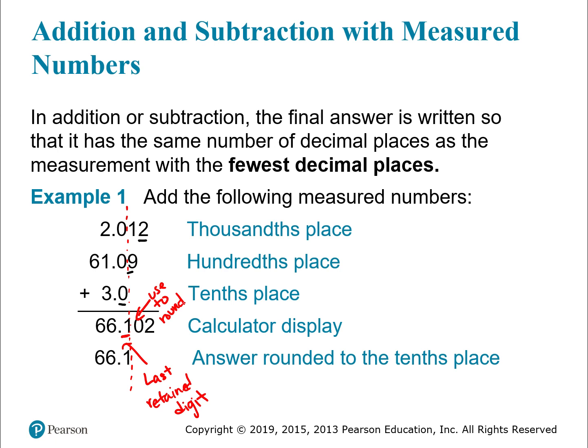You put all these numbers in your calculator, you write out your calculator answer, and that way that line will help you see where you need to round, and then you round appropriately. So your calculator would tell you 66.102. I drew my dotted line. I know that I have to keep everything up to the tenths place, and after that it's got to go. So I've got to round. The number next to the 1 is a 0, which is 4 or less, so I just drop everything off.